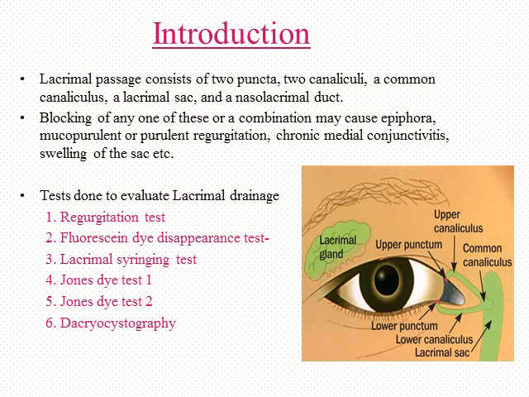There are different tests used to evaluate the lacrimal passage: regurgitation test, fluorescent dye disappearance test, lacrimal syringing test, Jones dye test 1, Jones dye test 2, and dacryocystography. This photograph shows different parts of the lacrimal passage.